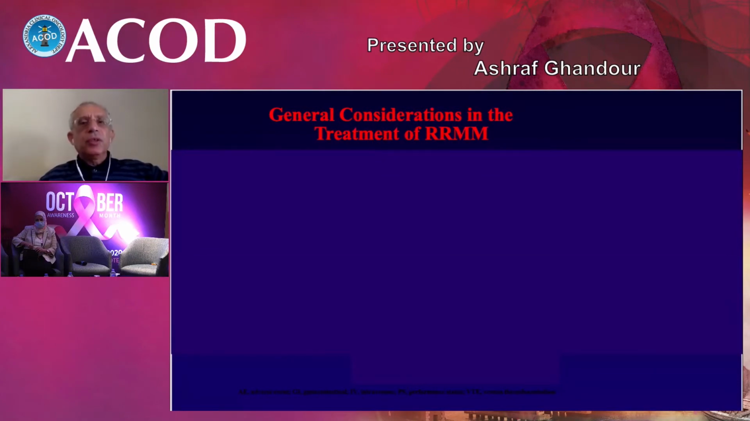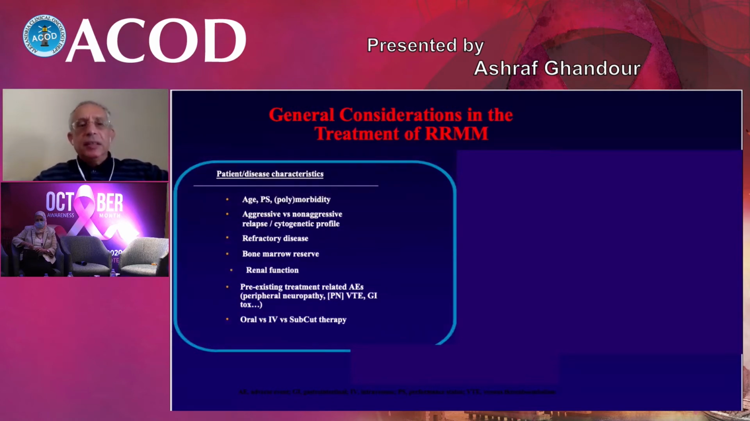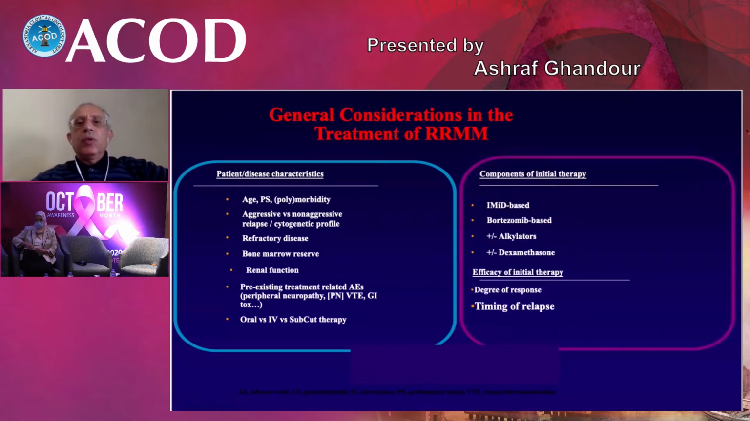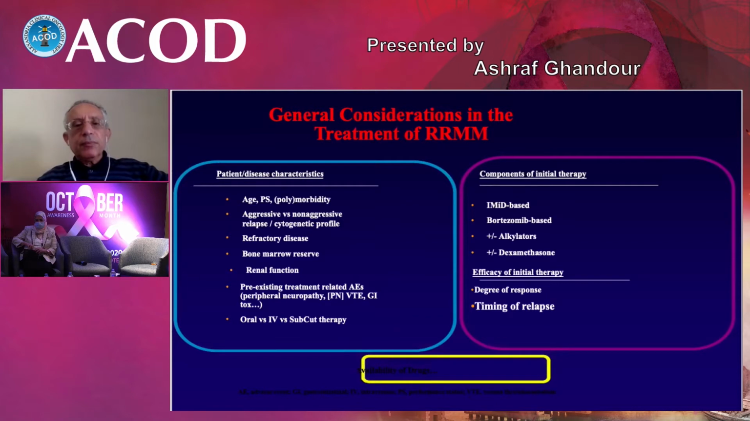We should put general considerations in the treatment of relapsed refractory multiple myeloma. First of all, it's patient and disease characteristics. We should look at patient age, performance status, aggressive versus non-aggressive relapse, refractory disease, bone marrow reserve, renal function, pre-existing treatments, and adverse events that happened before, such as peripheral neuropathy, which is the most common one, oral versus intravenous versus subcutaneous therapy. We should also look at components of initial therapy: did he receive any IMiDs, proteasome inhibitors, or whatever. And it's very important, we should look at availability of drugs.